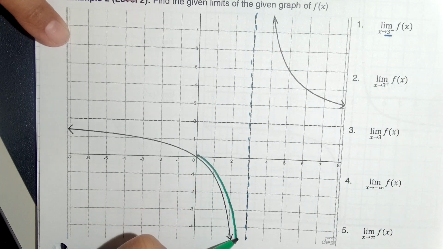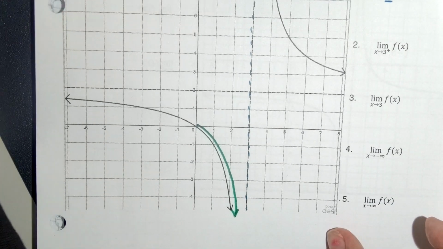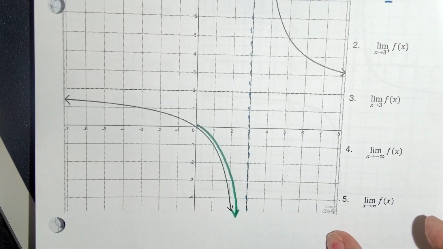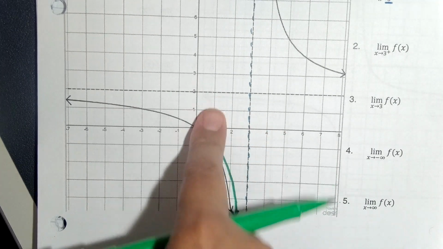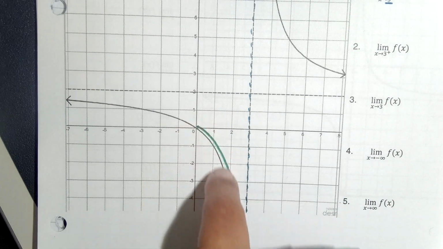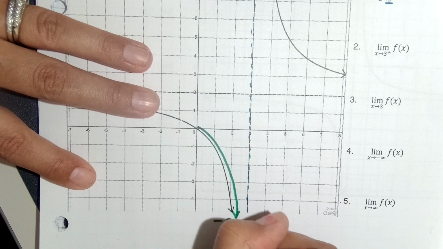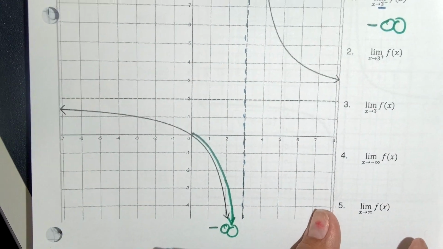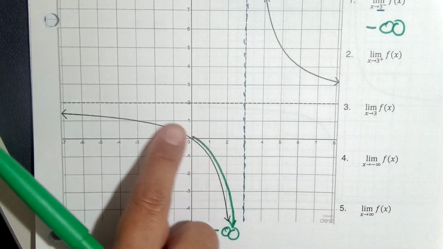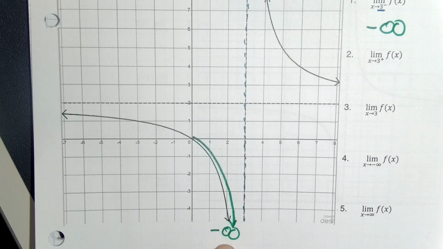What value is this approaching? Is it approaching a number? No. And this is what you need to look at. If your y values are decreasing, this is going down, it's decreasing to negative infinity. So that's your limit, negative infinity. Do we see that? The arrow is pointing down, it's going to negative infinity.